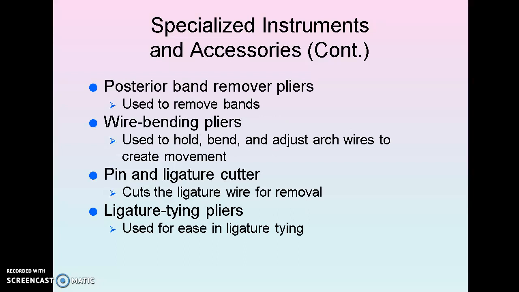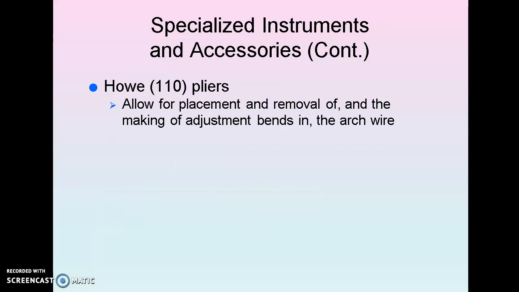A posterior band remover pliers is used to, guess what, remove bands. A wire bending pliers, again, guess, this is a crazy name for it, is used to hold, bend, and adjust arch wires to create movement of the teeth. The pin and ligature cutter cuts the ligature wire for removal, and the ligature tying pliers is used for ease in ligating the band or the bracket to the wire.